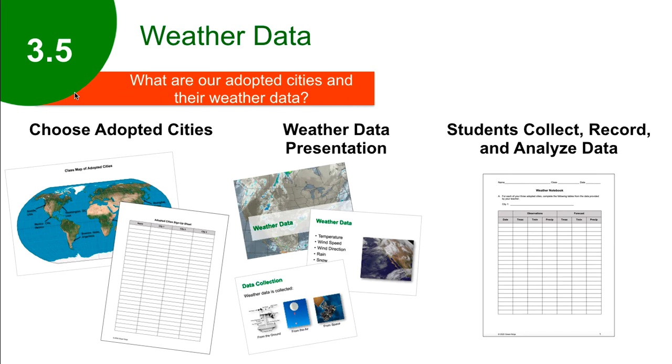In Lesson 3.5, students view the adopted cities map visual, and then they formally identify their 3 adopted cities, and the teacher keeps track on the adopted cities sign-up form.